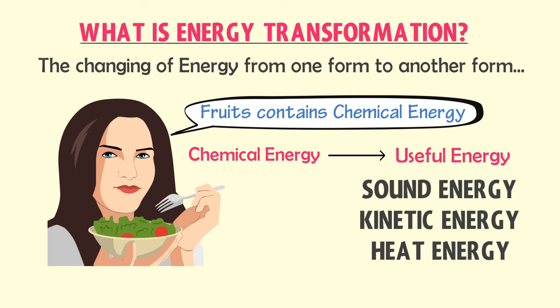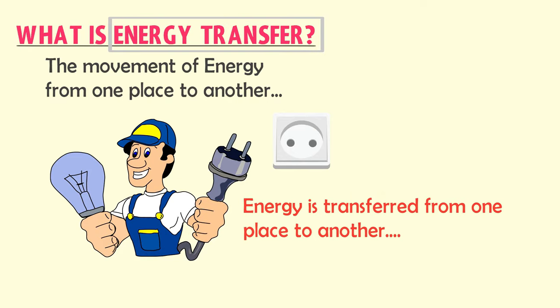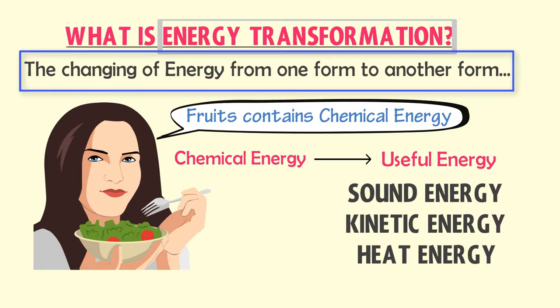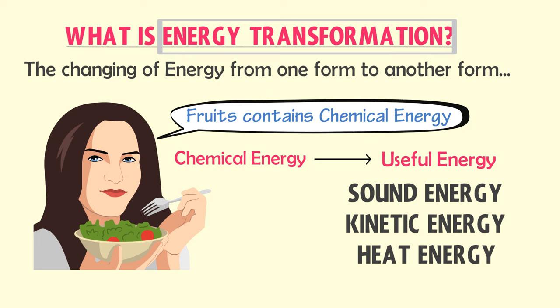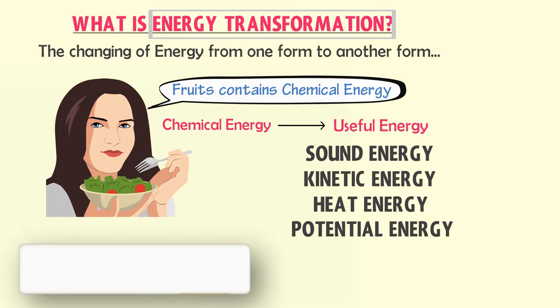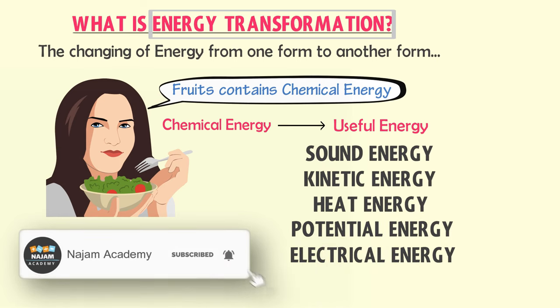To summarize my lecture, remember that energy transfer is the movement of energy from one location to another. Energy transformation is when energy changes from one type to another. Therefore, energy can be transferred or transformed, and the total amount of energy always remains the same. That's why we have different forms or different types of energy, because energy can be transformed from one form into another form, like kinetic energy, heat energy, sound energy, potential energy, electrical energy, etc.